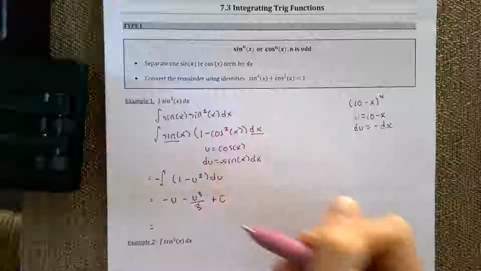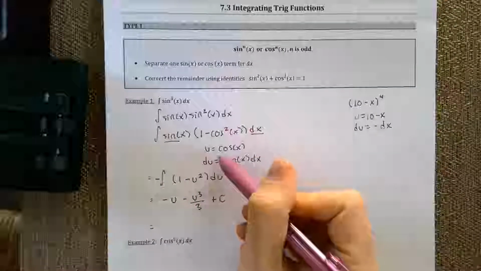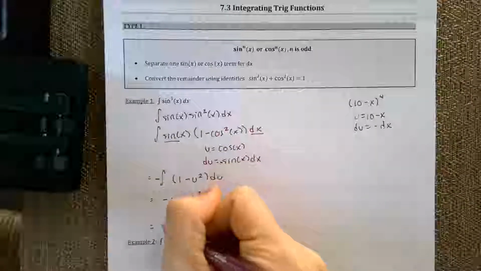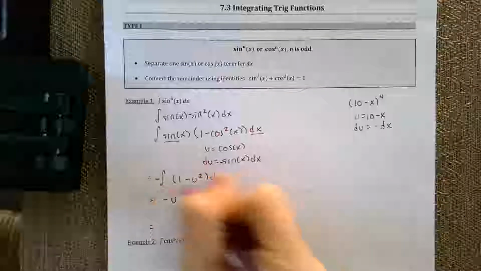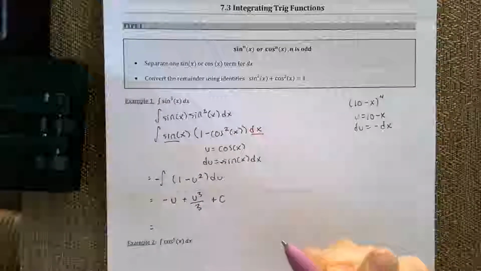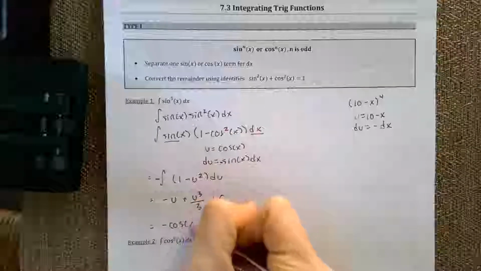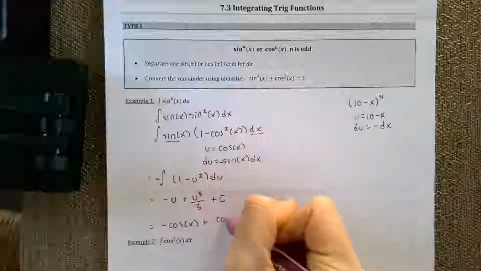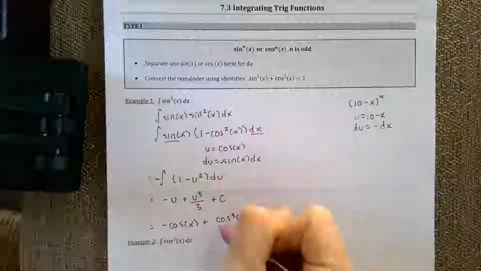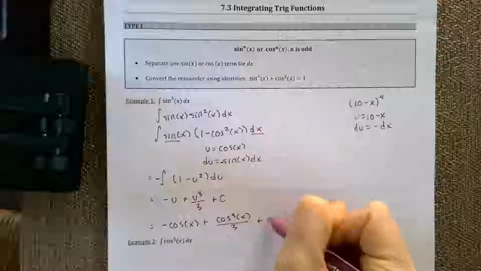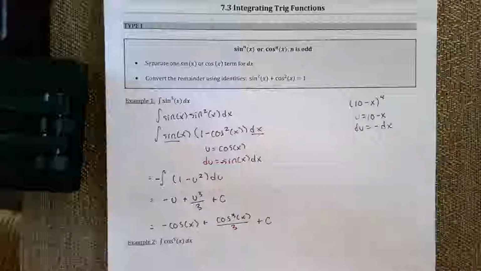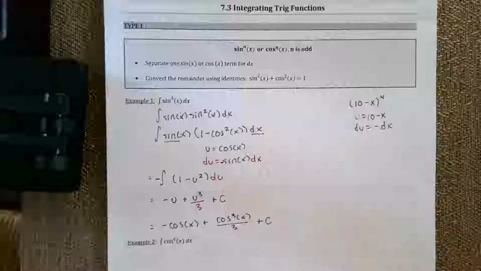So my final answer is going to be, well, let's go back. What did I make u equal to? Cosine of x. So this is a plus. I forgot to distribute my negative. Woo! This snow day is really getting to me. So negative cosine of x plus cosine cubed x over 3 plus c. And that is our final answer.